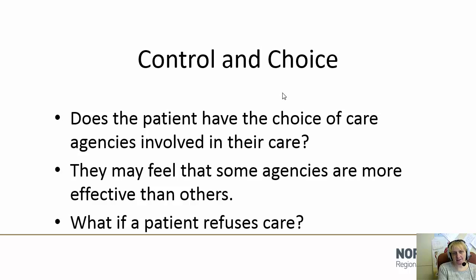Also, patients might feel that some agencies are more effective than others. And this can go even in terms of, I'd prefer that physio rather than that physio, and such is the case. And what do you do then? There is quite a lot of conflict around interprofessional work, and you can look that up and give that a go. And also, at the end of the day, you might have this situation, and that is, what if a patient refuses care? What happens then?